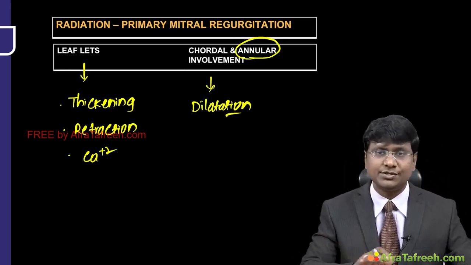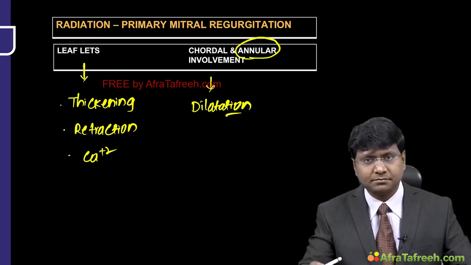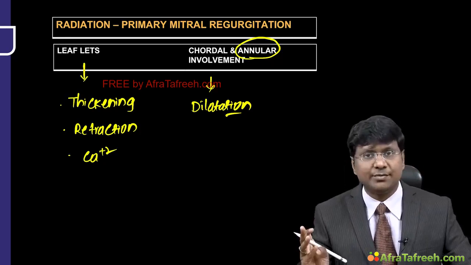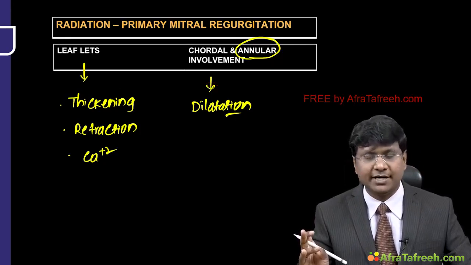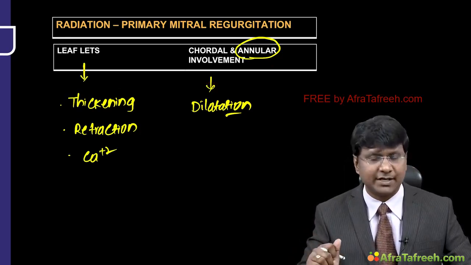There will be annular dilatation which is caused by the radiation, and that will be responsible for the development of the mitral regurgitation. So these are the etiologies causing the primary MR: acute rheumatic fever, healed infective endocarditis, radiation, as well as the congenital abnormalities and mitral valve prolapse.